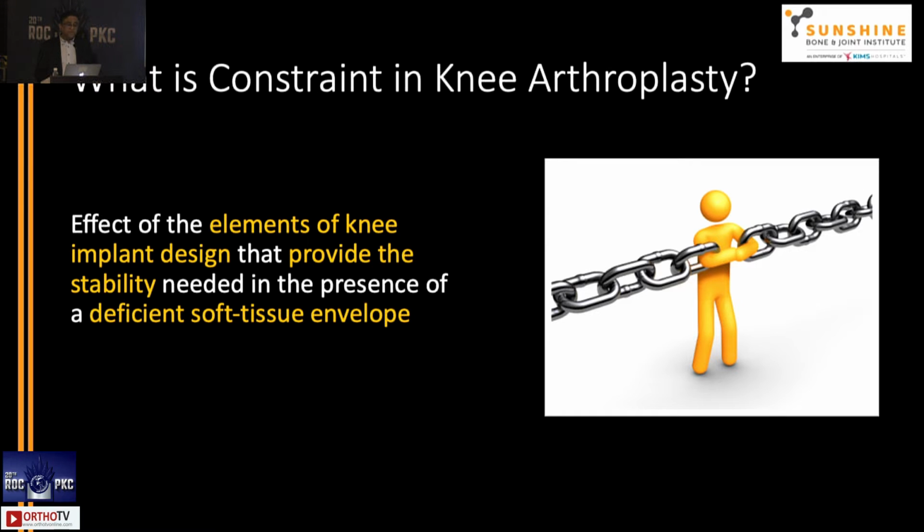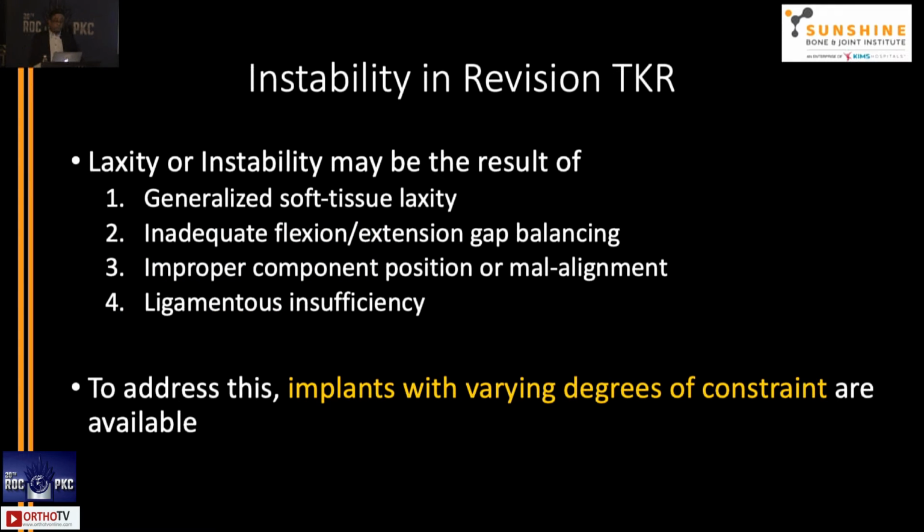Now let us say, what is a constraint in knee arthroplasty? It is the effect of the elements of the knee implant design that provide the stability needed in the presence of a deficient soft tissue envelope. In fact, soft tissue envelope is the biggest constraint and biggest holding of the stability. When it is not there, we have to look at the alternatives.